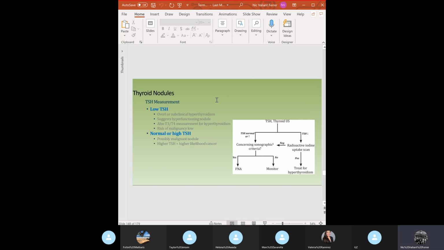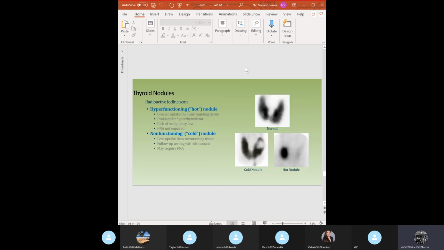You check for the measurement. If it's low TSH, then it's subclinical hyperthyroidism. Also, it suggests a hyperfunctioning nodule. If it's normal or high, think about malignant nodule. The higher the TSH, the higher the likelihood for cancer.